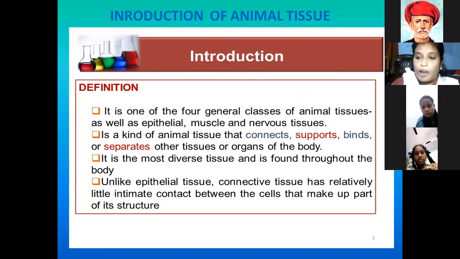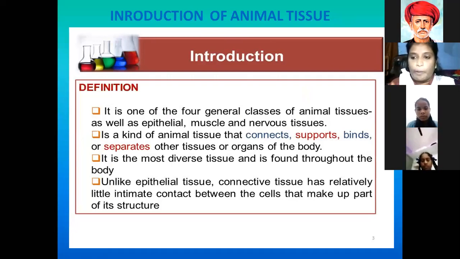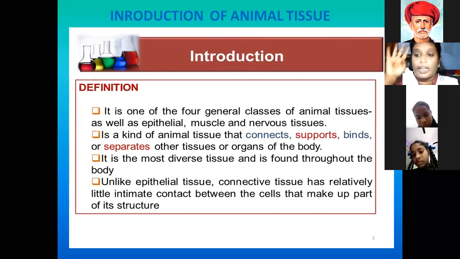See, already so many cells are made up of tissue. It is one of the general classes of animal tissue, a kind of living tissue. Animal tissue has 4 classes: epithelial, connective, muscle, and nervous tissue. These are the 4 kinds of tissues in animal tissue.